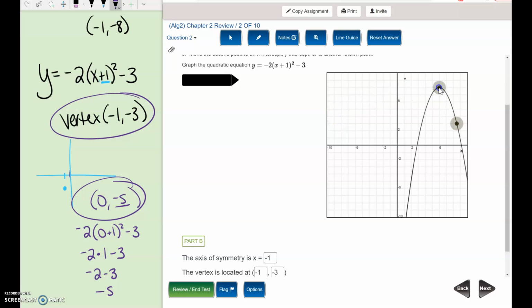My vertex is (-1, -3). And then another point, so grab this other one, is (0, -5). That says -6. Be careful. A lot of people miss that because of how it's labeled.